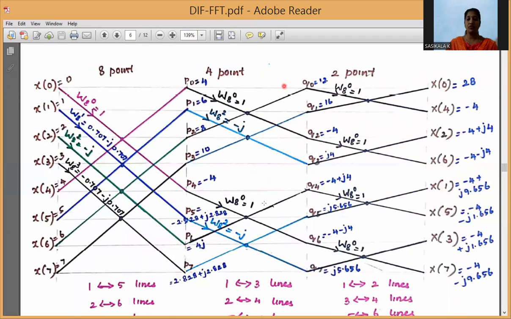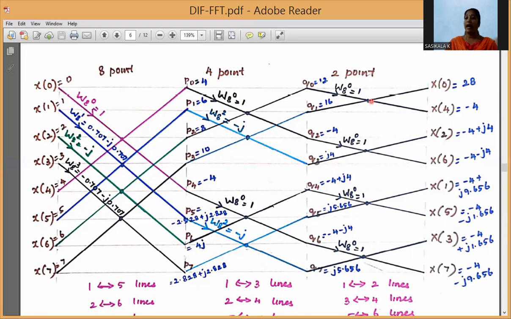So we have got the outputs for the 4-point DIF. Next comes the 2-point. In the 2-point, you have to consider only two inputs. So the 8 lines are split into 4 groups. The first 2 lines are one group, the second 2 lines are the second group, the third 2 lines are the third group, and the last 2 lines are the fourth group. So for the first 2-point, the first and second line is connected. Again, this first and second line is connected.